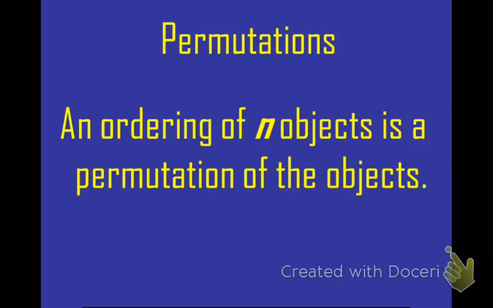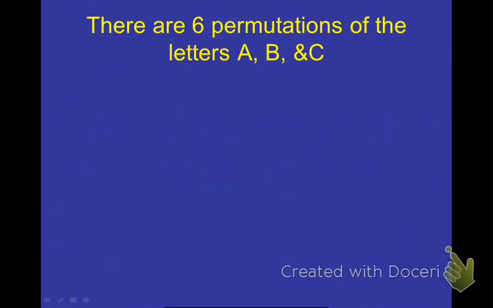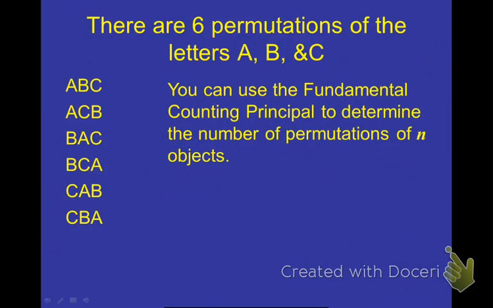So an ordering of n objects is a permutation of the objects. Let's go. There are 6 permutations. If we look at the letters A, B, C, how many different ways can I order A, B, C? Well, basically ABC, ACB, BAC, BCA, CAB, or CBA. Those are the only 6. And one way I could do this, instead of writing them all out, is I can actually use the fundamental counting principle.